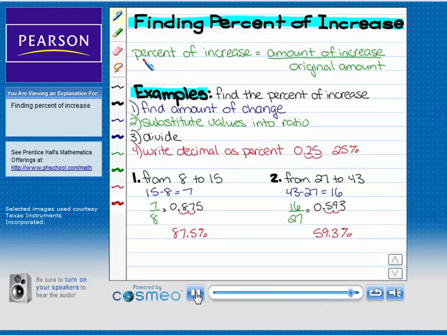Okay, you should be ready to start finding the percent of increase on your own. What you're doing, again, is you're taking the percent of increase equal to the amount of increase, which is the difference between the two numbers, over your original amount.